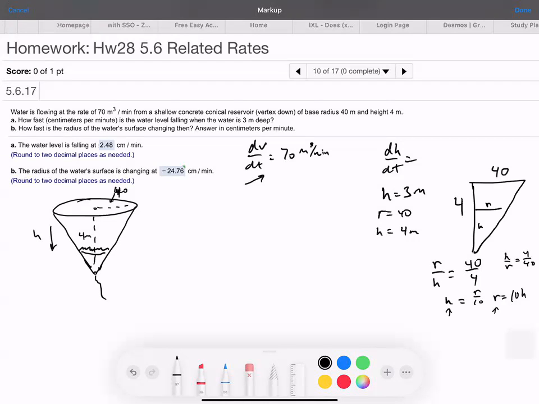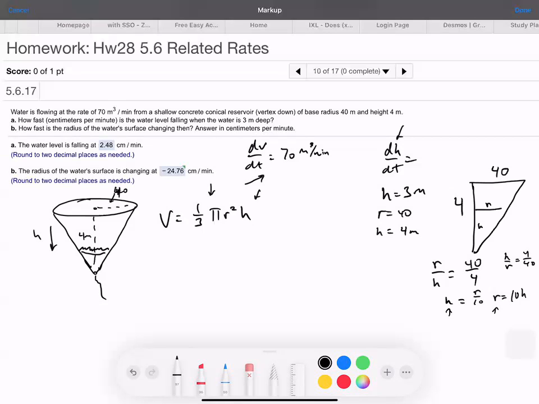And since it's a conical shape, the volume equation is 1 over 3 pi r squared h. Now, how did I know to use this volume shape? They told us first it's conical, so it's a cone. And then they talked about volume, right? So I know I'm going to use my volume equation. They gave us a dH dt, so I'm going to use the height over here.